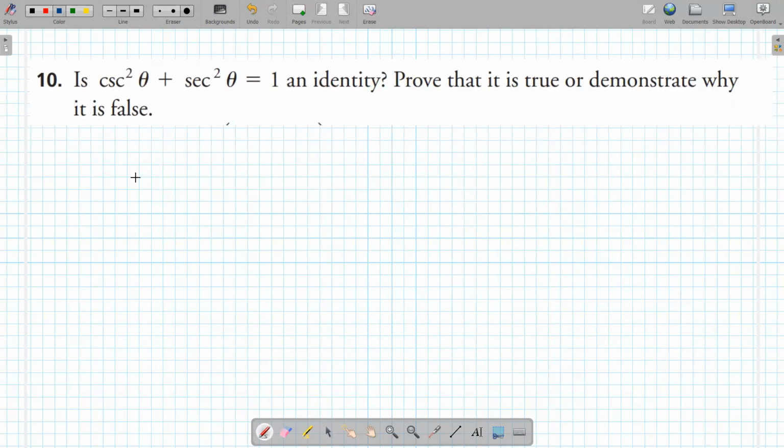What's cosecant squared a reciprocal of? Sine or cosine? Sine. That's right. So the only thing you can do here is you do 1 over sine squared. Secant is 1 over cos squared. The only thing you can do in the next step is you take the common denominator.